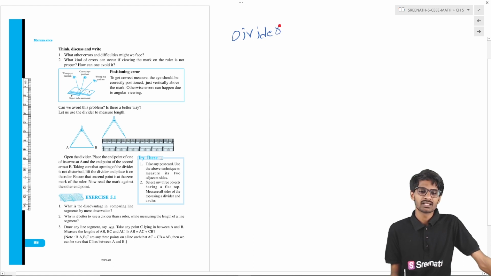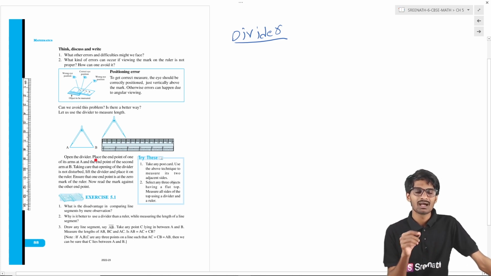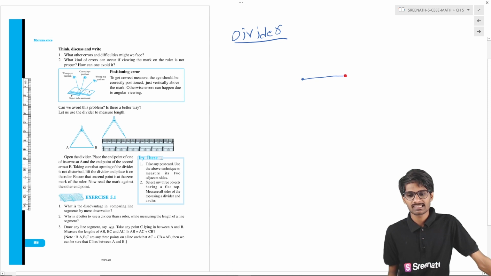What is a divider? We know this is the divider. Students, it has two arms or two legs, whatever you call it. So using this also, you can measure the length of a line segment. Suppose the line segment AB is like that. So what do we have to do?